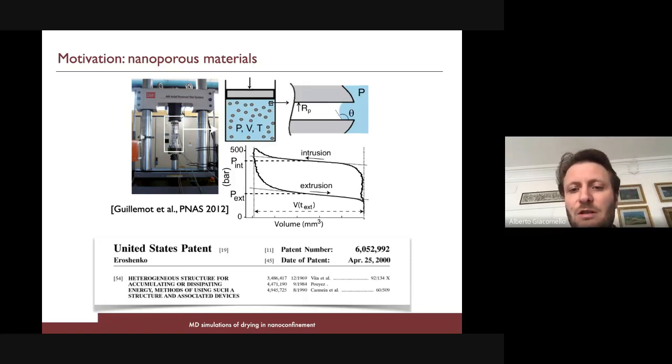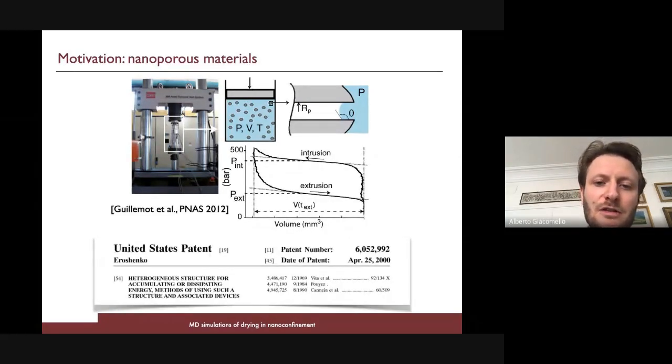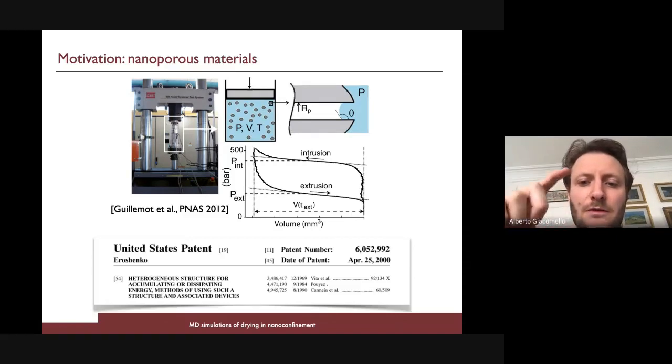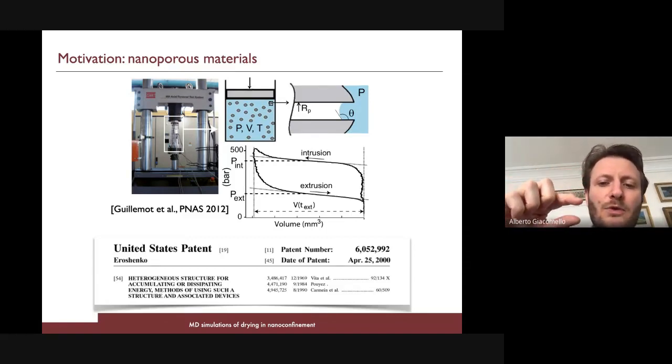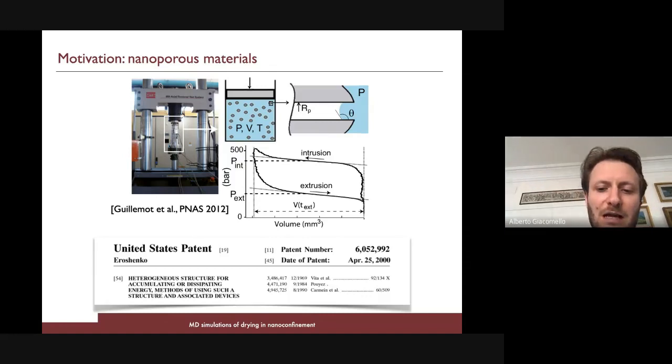The difference between the intrusion pressure and the extrusion pressure defines a hysteresis cycle. So the system pictured here would behave as an energy dissipator, for instance, capable of dissipating mechanical vibration. However, if you're able to design your system such that intrusion and extrusion pressure are closer together, you can think of storing energy in the form of surface energy with this kind of device. And indeed, you see an early patent for this kind of system.